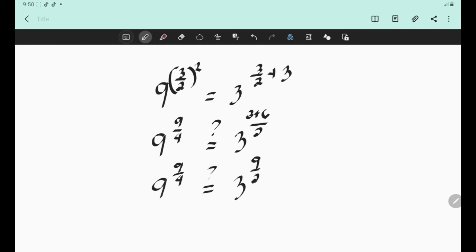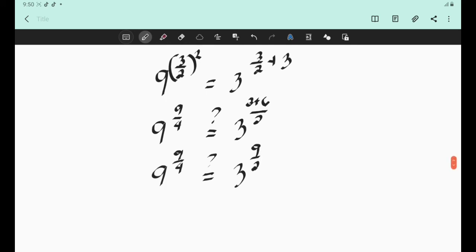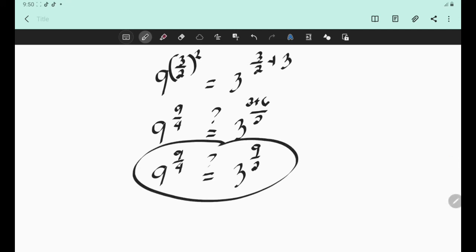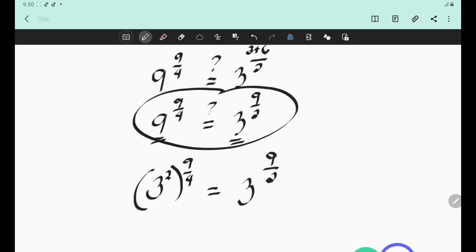Okay, so kung mapapansin nyo, parang hindi ba? Kasi bakit ganun? Magkaiba. Kasi magkaiba pa yung base natin. So, i-simplify natin itong expression na to. I-simplify natin para mapatunayan natin kung talaga ba sila ay equal. So, again, we have 9. So, gawin natin, pagparehasin muna natin yung base natin. We have 3 squared raised to 9 all over 4. We have 3 raised to 9 all over 2.